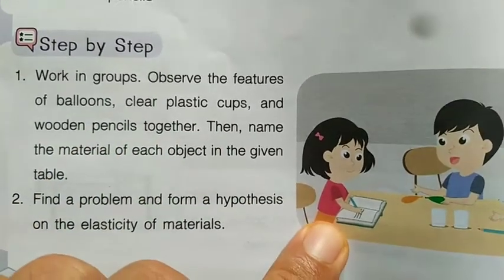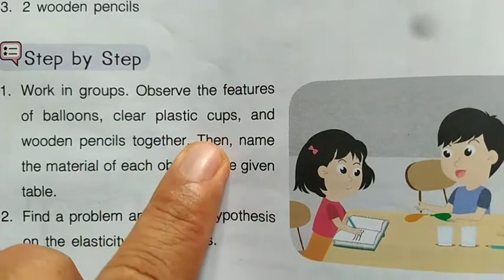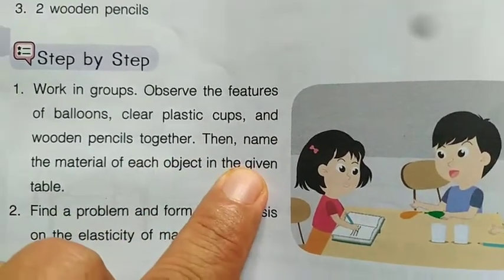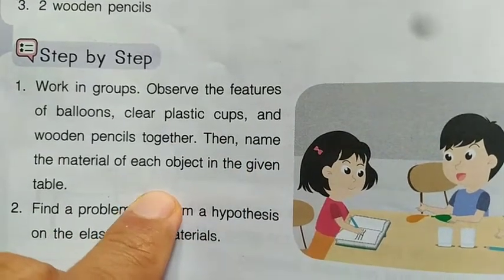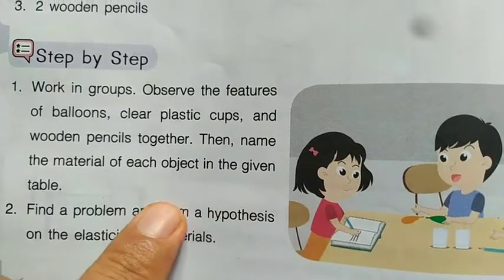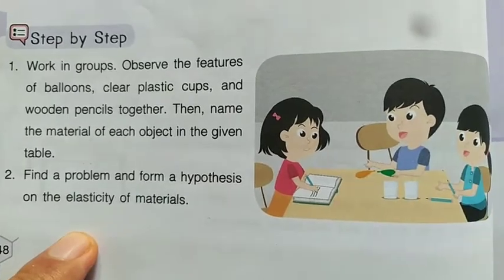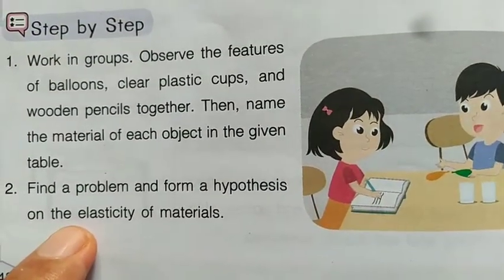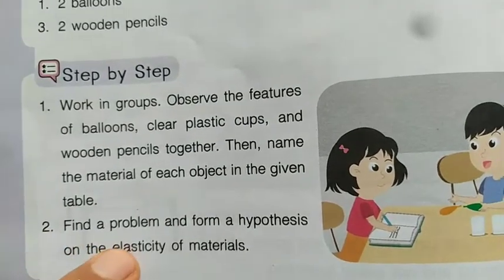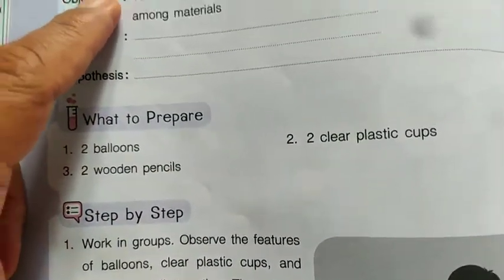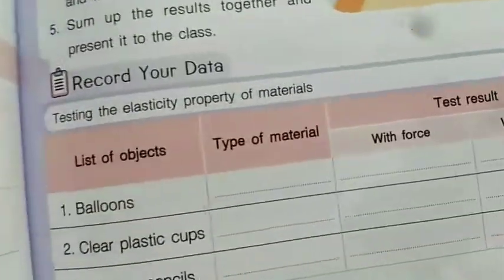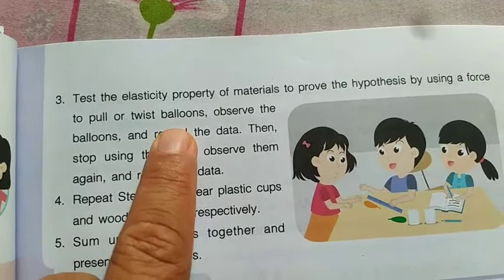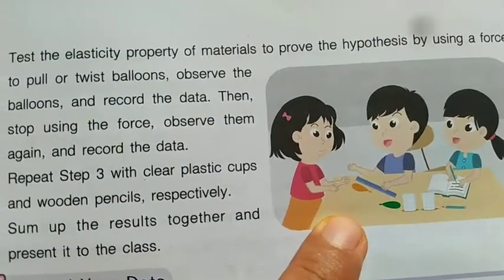Observe the features of balloons, clear plastic cups, and wooden pencils together. Then name the material of each object in the given table. There's a given table right here. Find a problem and form a hypothesis on the elasticity of materials. Look at that, it's in here. So test the elasticity property of materials. Like these are the things.